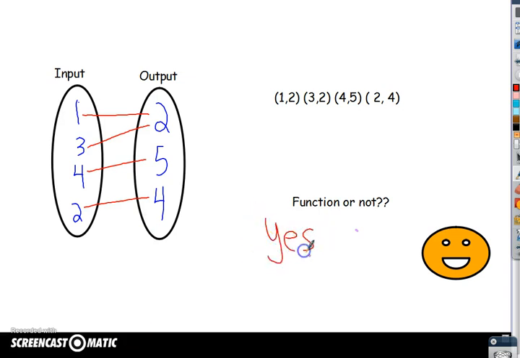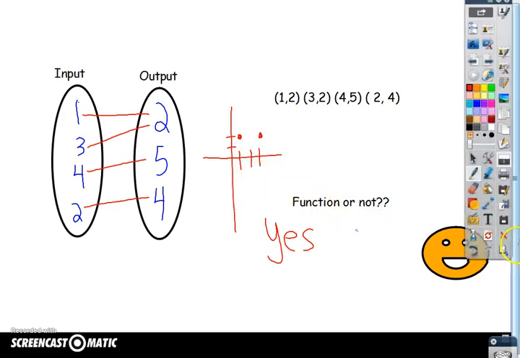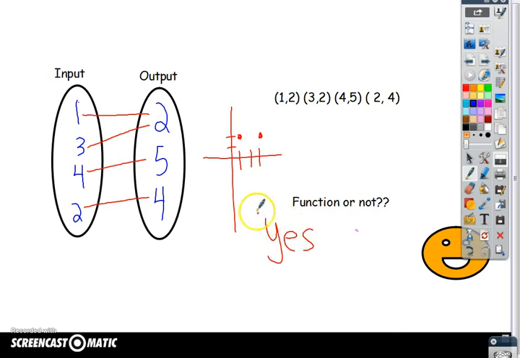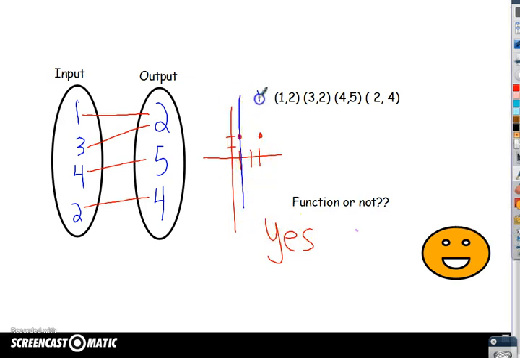Now I know what you might be thinking. Mr. Fast, wait a second. The output 2 has 2 things going to it. Yeah, totally okay with that. It's the inputs that I'm worried about. Watch if I graph these. Graph the point (1, 2). Graph the point (3, 2). That will pass my vertical line test just fine. Oh, happy days are here again. What will that not pass? The horizontal line test, but we will get to that later.